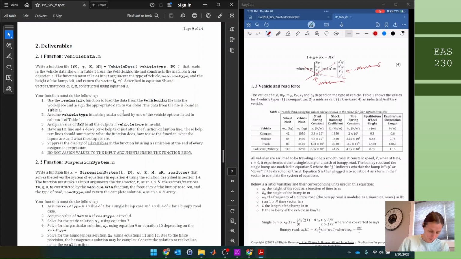So, the data is going to be read in from a file. This is what the file contains. This is what the file looks like.